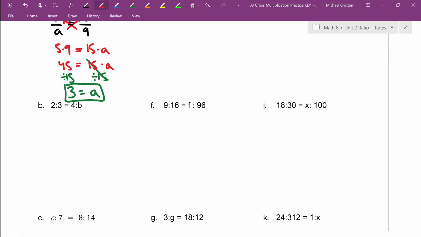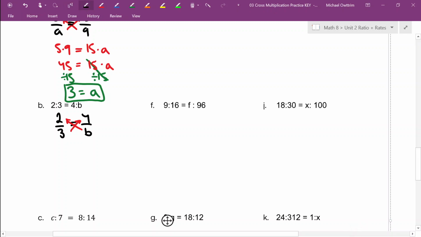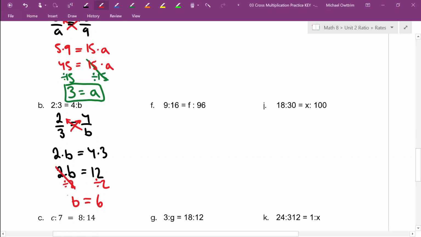Again, I'm going to do top, bottom for question B. So I'm going to do 2/3 is equal to 4 over B. I'm going to cross multiply. And I'm going to say, well, 2 times B is equal to 4 times 3. 4 times 3 is 12, and I'm going to divide across that 2 and get B is 12 divided by 2, which is 6.